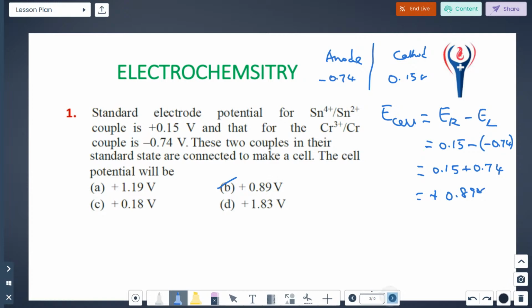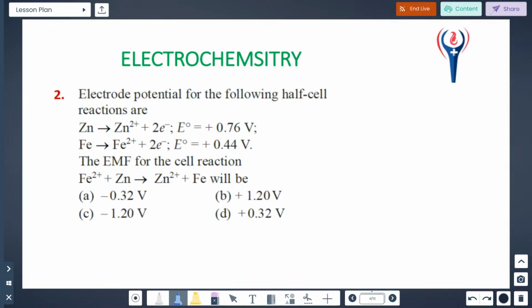Understood? Next one. Here also the same sum like this, but there will be one small difference. Here Zn becomes Zn2+ plus 2 electrons, and the E0 value is given as plus 0.76 volt. Fe becomes Fe2+ plus 2 electrons, and the E0 value is given as 0.44 volt. They are asking to find only the cell potential.